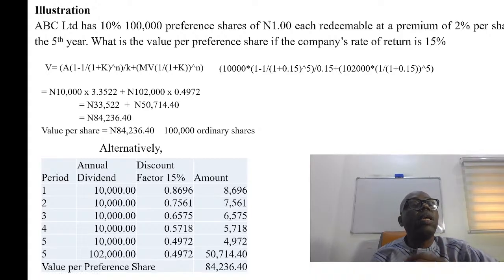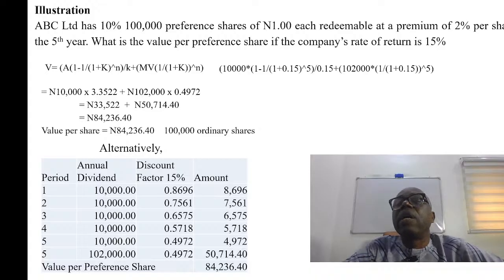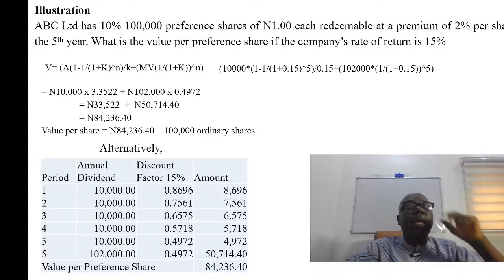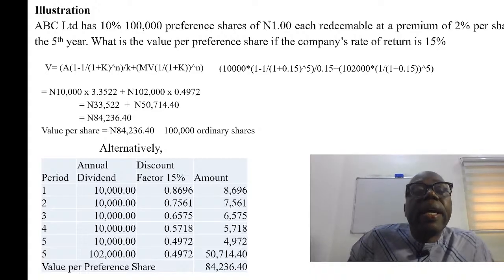So this is an illustration that we have. ABC Limited has 10%, 100,000 preference shares of ₦1 each, redeemable at a premium of 2% per share at the 5th year. What is the value per preference share if the company's rate of return is 15%? So we have produced the formula. Look at the formula again.